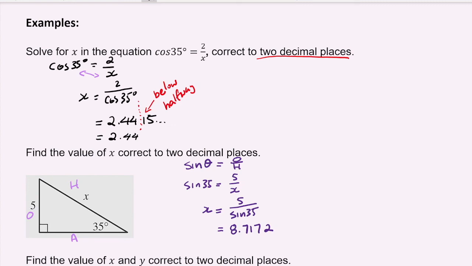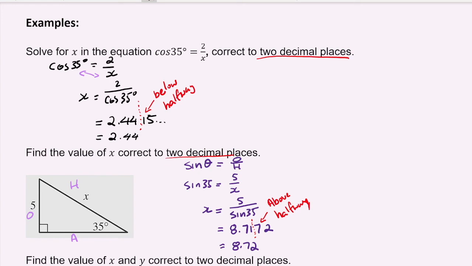Still our 2 decimal places. So I cut off that second decimal place and look at the next number along. This one is above halfway, so I need to make my 1 in that second decimal place go up by 1 value. So it'll be 8.72.